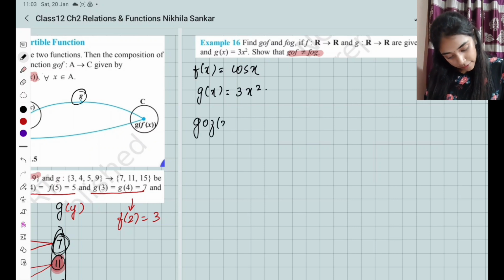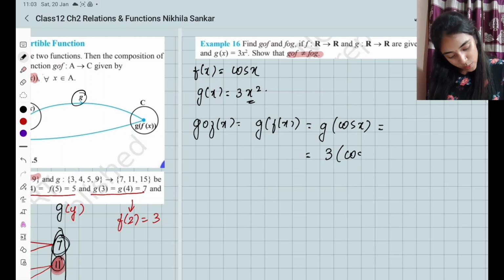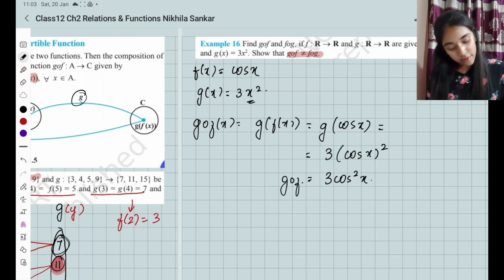Now what is g of f of x? It is going to be g of f of x, and f of x is cos x. So wherever I have x, I'm going to substitute cos x. So this is going to be 3 times, in place of x square I'm going to write cos x the whole square. So this is going to be 3 cos square x. So this is the function g of f.